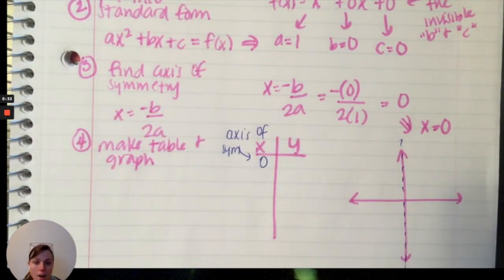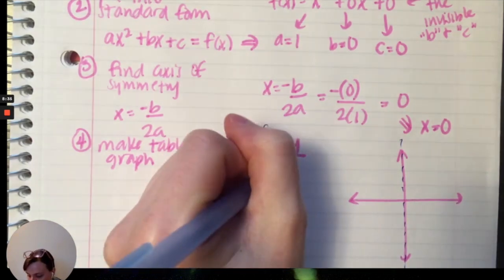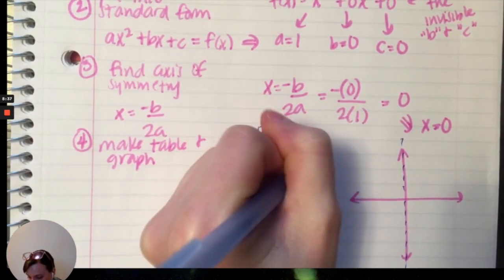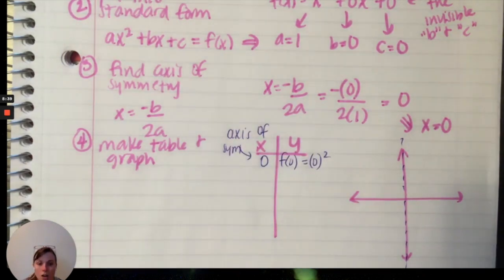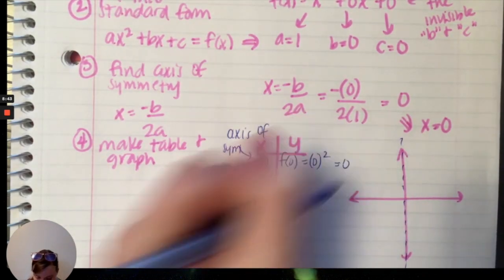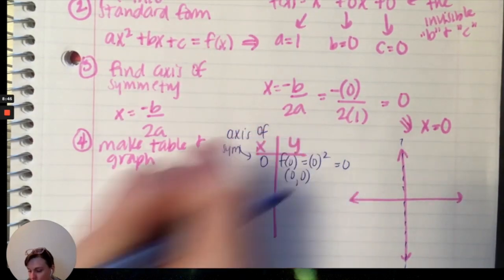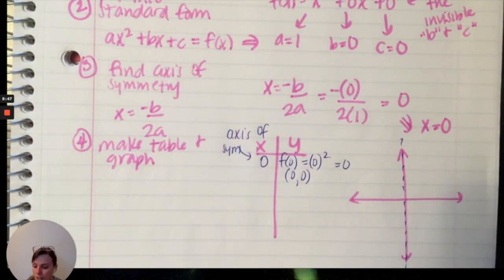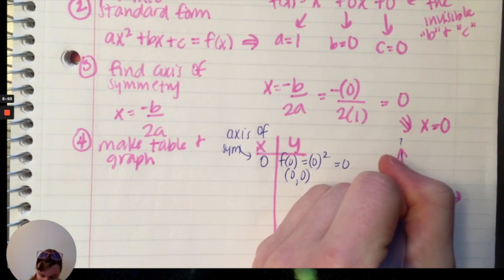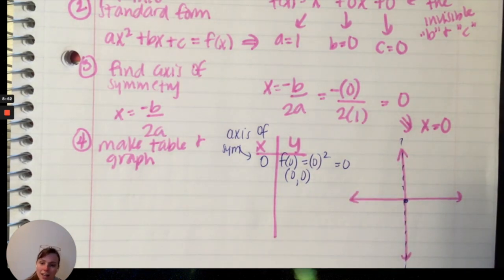So this is my axis of symmetry. All right. So I'm going to have that 0, and now when I substitute in that 0, I'm going to get 0 squared. 0 times 0 is 0. So the coordinate that is my vertex is going to be at 0, 0. All right, and we are going to label that in a sec, but I want to finish the table and finish the graph first before we label things with new vocab.